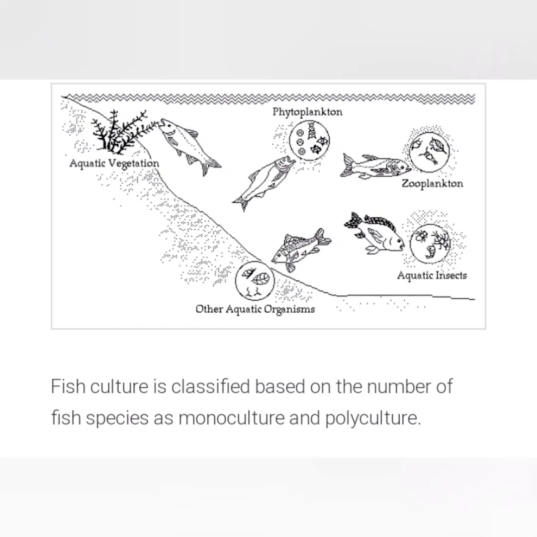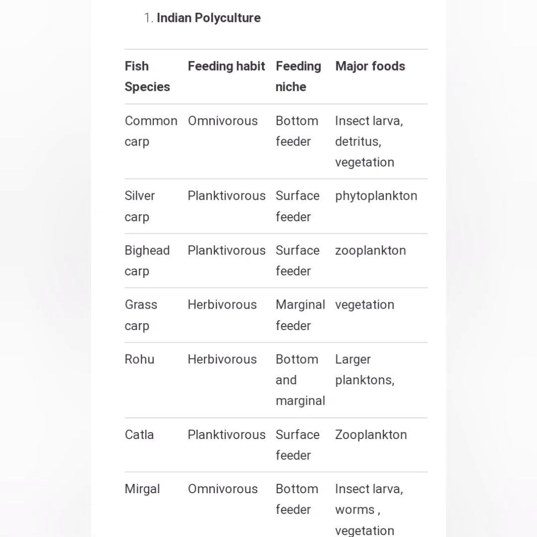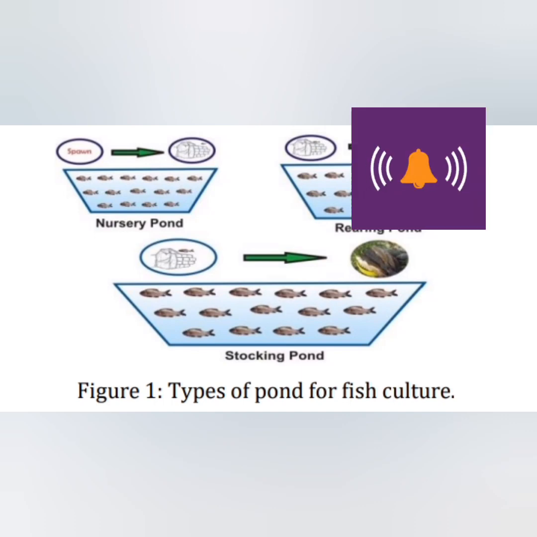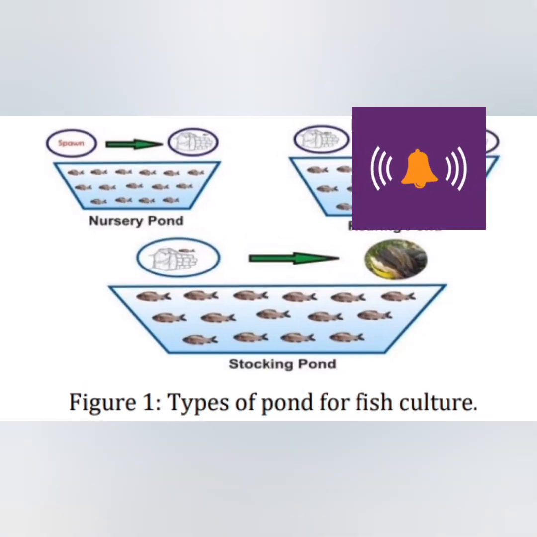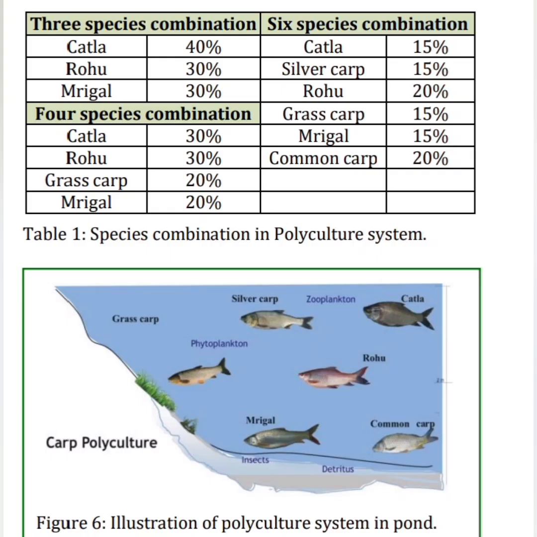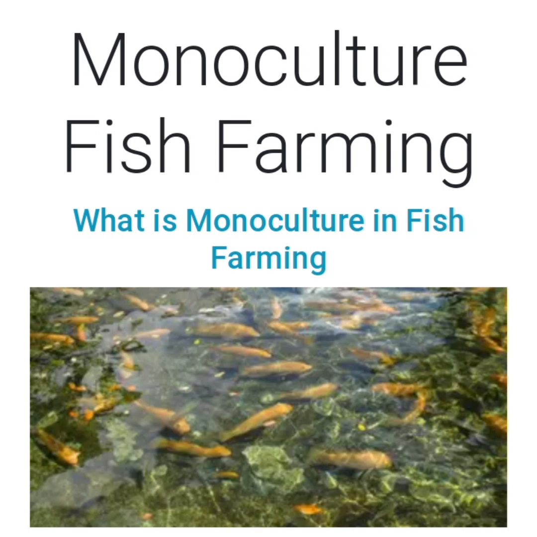The first one we are going to learn about is monoculture. It is raising only one species of fish in a water body. Example, tilapia. What is monosex culture? Mono, the word refers to one. So it is raising either male or female of a single fish species. It is practiced to avoid breeding between male and female fishes.